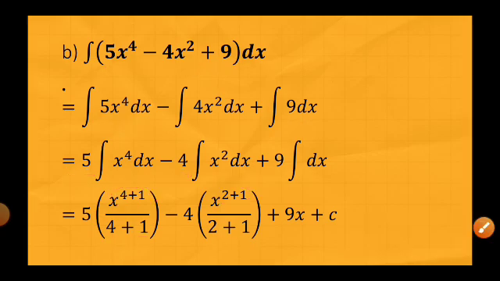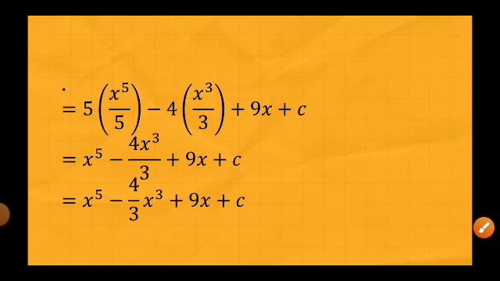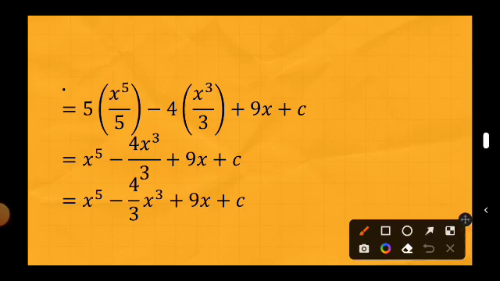Then after that, performing their operations on the exponents, we will get x raised to 5 over 5, we will get x raised to 3 over 3, and then plus 9x plus c. After that, we can simplify this by multiplying the constants to our function. Multiplying 5 to x raised to 5 over 5 is equal to 5x raised to 5 over 5.